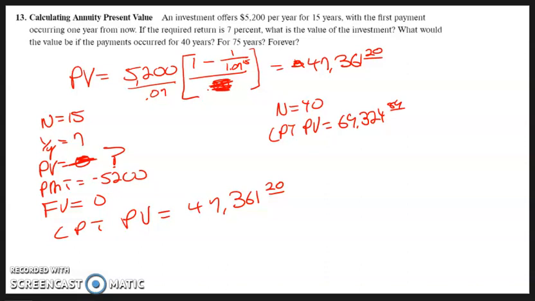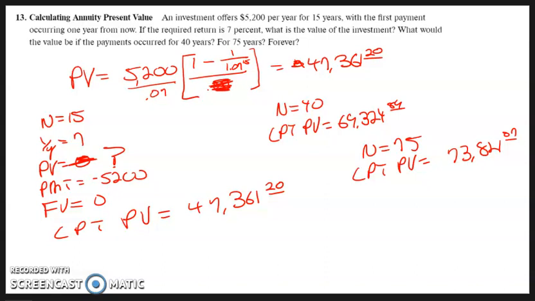Then for 75 years, N is just 75, and then compute PV. It has to go up again: $73,821.07. Notice that the increase is tapering off here. The payments in the first 15 years are more valuable than the payments in the second 15 years, and so on for the third, fourth, and so forth. So sooner is always better than later.